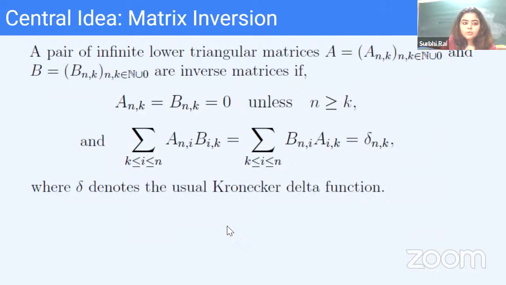Okay. So now moving to our central idea of extending these results, we need a few basic background concepts. First is matrix inversion. When we have a pair of infinite lower triangular matrices, say A and B, they are said to be inverse matrices if they satisfy these properties: the sum of A_{ni} B_{ik}, where i runs from k to n, is the delta function delta_{nk}, and similarly the other way around. So this is the same as the usual matrix inversion, but here we have infinite-dimensional matrices.